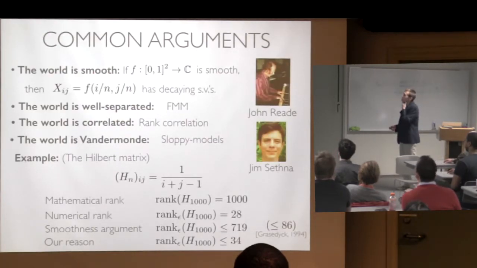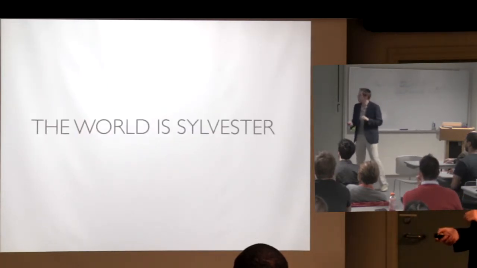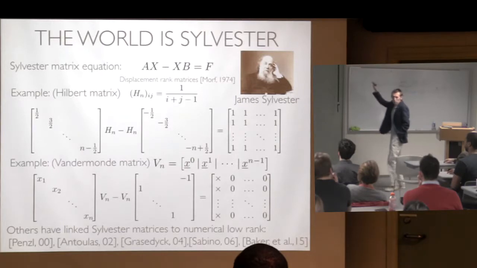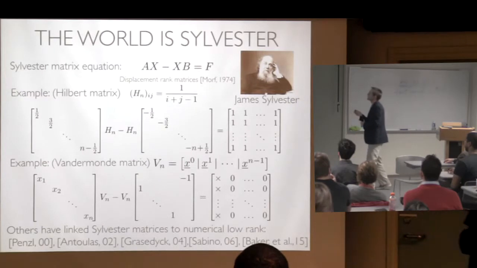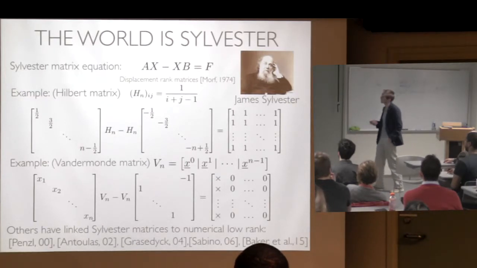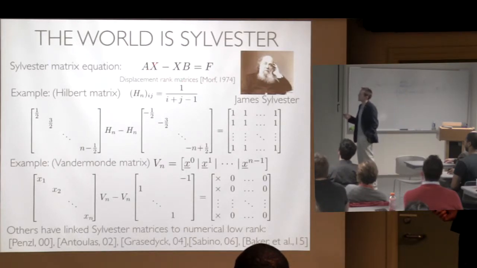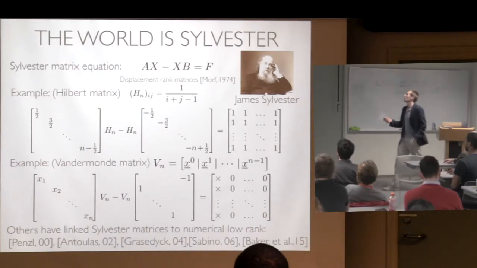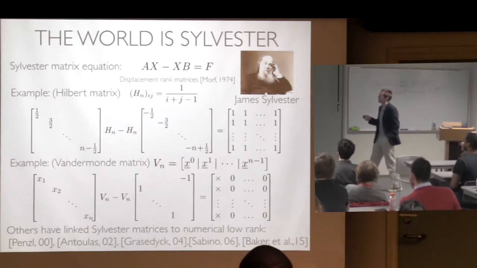So if these are all the reasons, the world is smooth, the world is well separated, my reason is the world is Sylvester. So what do I mean by that? I mean that all these matrices, all the ones I showed, Vandermonde, Hankel, Krylov, in fact, I think every single low-rank matrix, in some sense, fits into this framework, satisfies a Sylvester matrix equation. So here's your X, here's your matrix you're thinking about. Maybe you can think online now what your A and B are, so that AX minus XB equals some F, where F is low rank, which I'll get to.